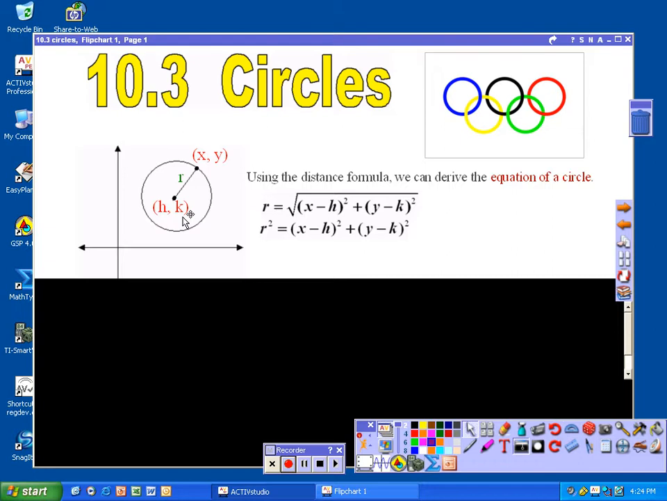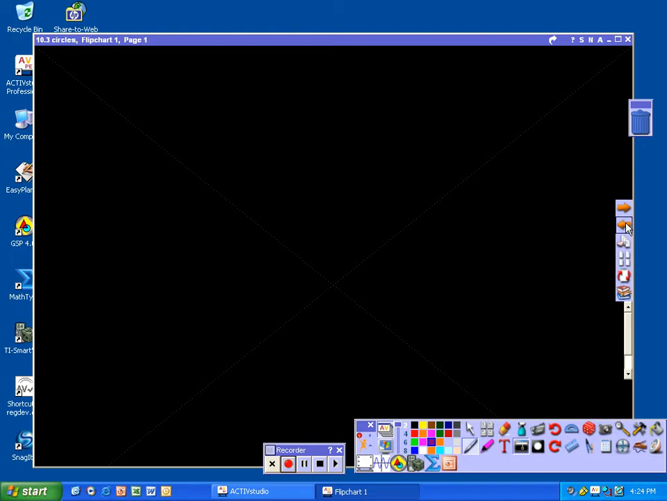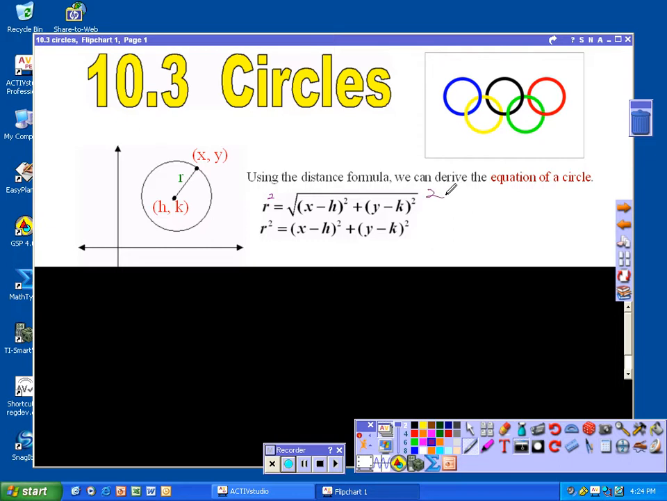And to get an equation without a square root, I would simply have to square both sides. So if I take this whole thing and square it, I get r squared equals (x minus h) squared plus (y minus k) squared. And that is the equation of a circle. r squared equals (x minus h) squared plus (y minus k) squared.